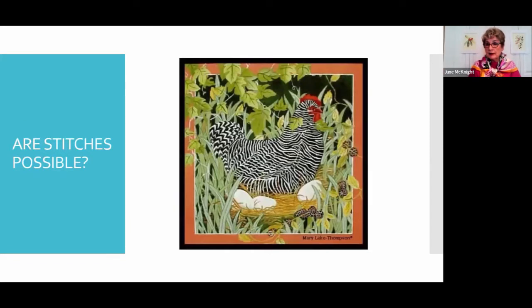The other thing is you begin to look at your canvas and say, okay, are there really stitches possible? This happens to be a new canvas from Melissa Shirley out of her Mary Lake Thompson collection. And at first glance, you think, oh, I can do lots of stitches. But look at how those wings and that body of that chicken are painted. It'd be very challenging to attempt a decorative stitch there. The best I could hope for is maybe a chain stitch. Oh my goodness, that's a lot of chaining.